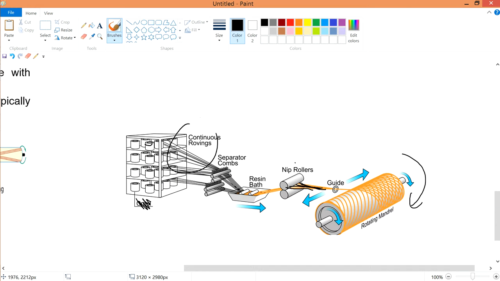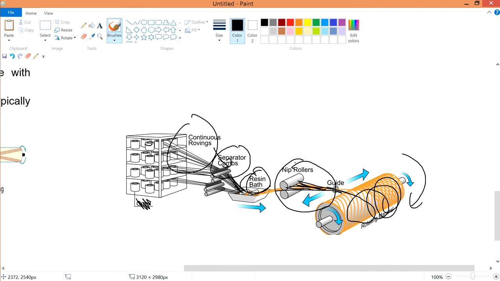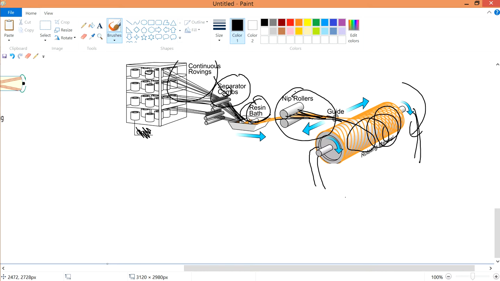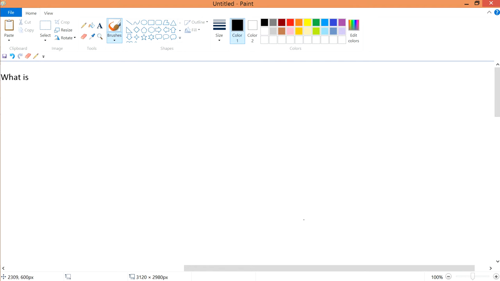Alright, the rovings feed the fiber into the separator combs. Separator combs rearrange the windings, or the rovings, and feed them into the resin bath, where they are bathed with resin. Next, the nip rollers or the shutter over here will start to feed the resin in properly into the rotating mandrel, where this rotating mandrel is connected to the track. Okay, so these are all in my form of words, but at least you get to know the thing.